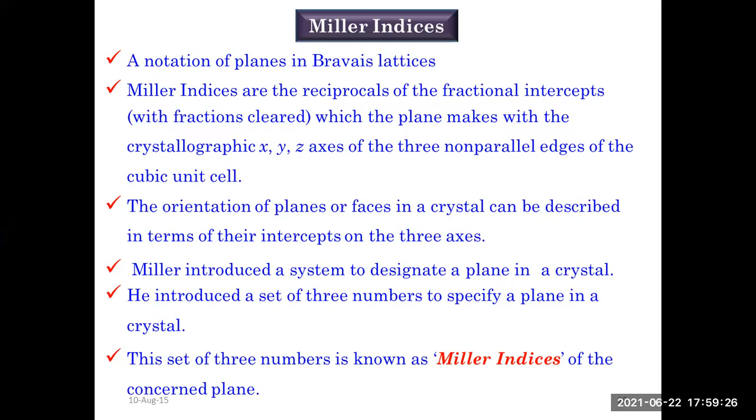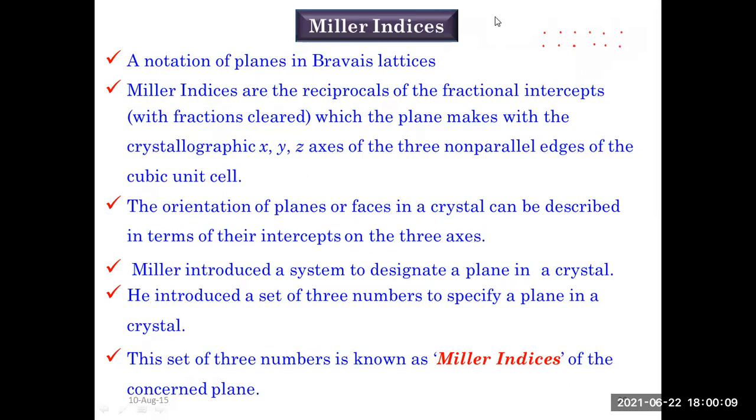Miller indices, as you know, we have started with unit 1. It is a notation of planes. So what are planes? I'll just show you. Planes are line segments. These are the imaginary points, and when these imaginary points are joined with line segments, we call that planes.